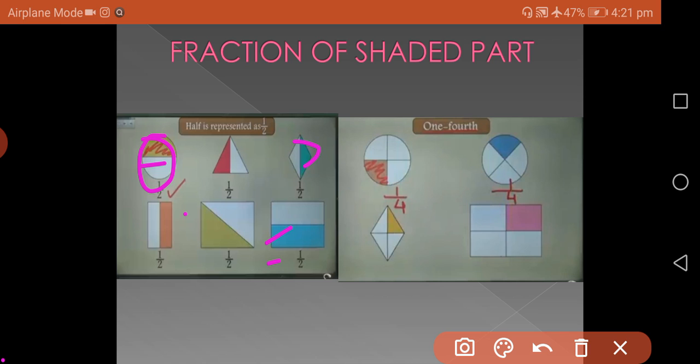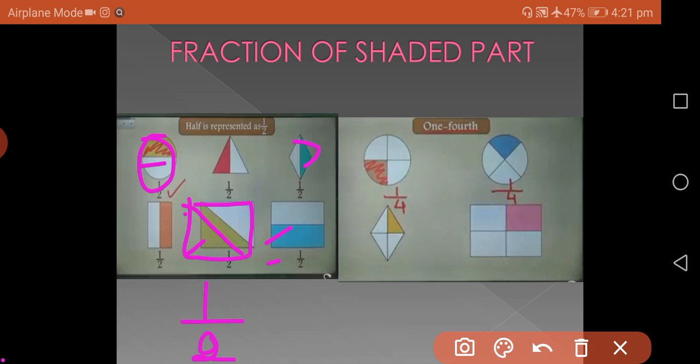If we talk about this figure, you can see that half of it is shaded. It is divided into 2 equal parts, so it is a fraction and we have to represent the fraction of the shaded part. How many parts are there in total? In the denominator we write the total number of parts. There are 2. Out of 2, how many parts are shaded? 1 is shaded.